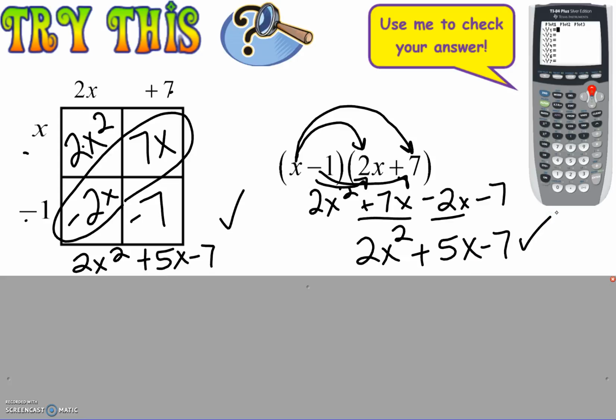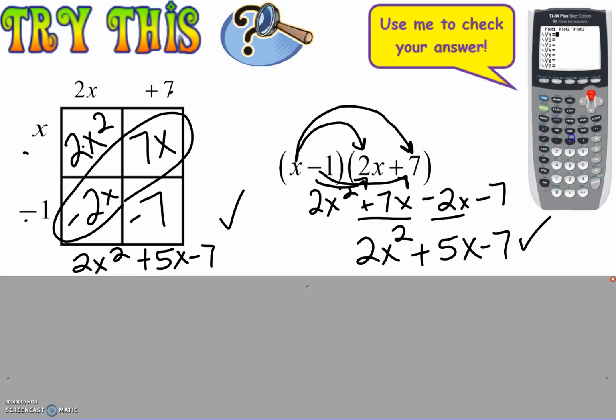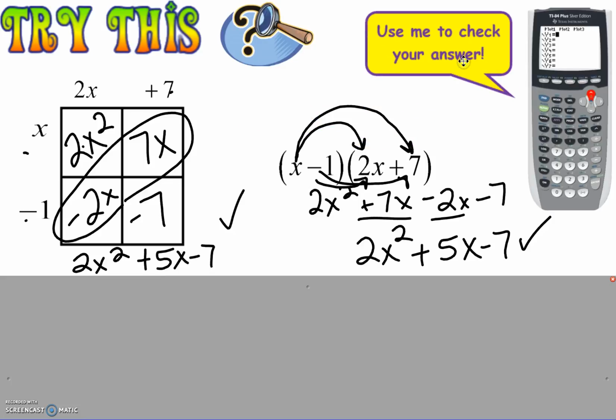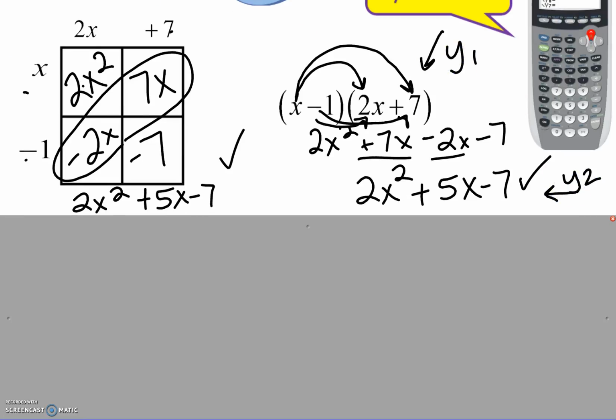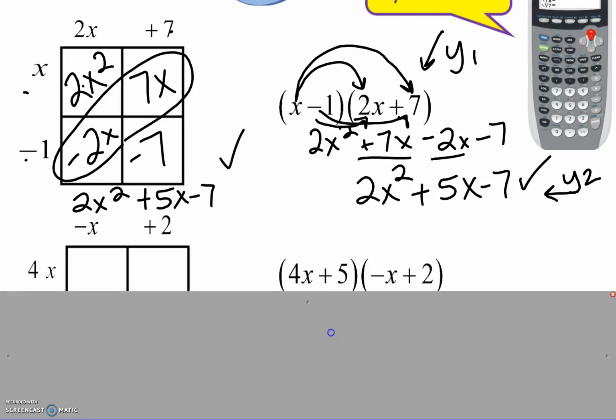Now if you wanted to check it in your calculator, you would put this in y1 and this in y2 and check your table to make sure everything matches. Let's do another example.